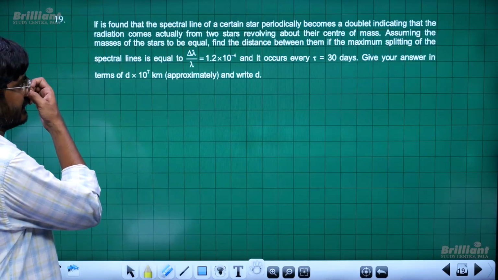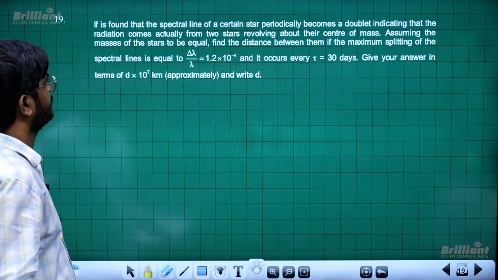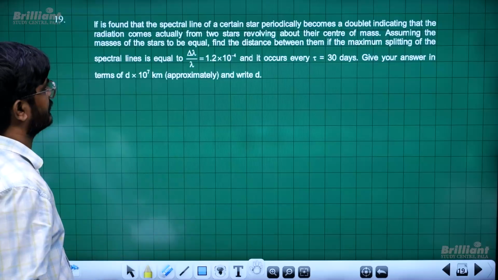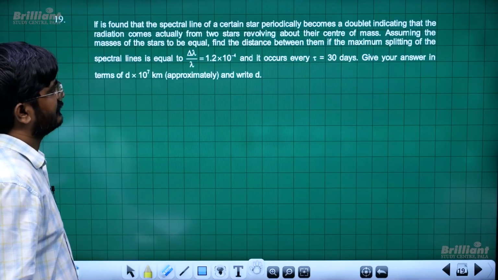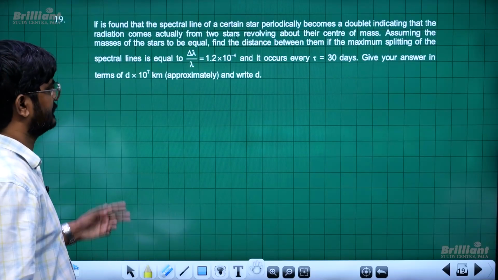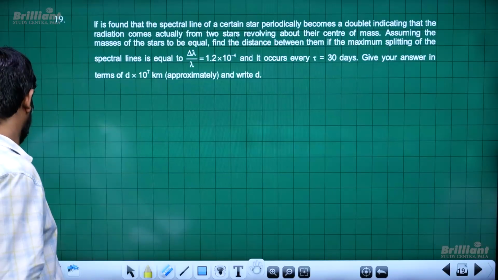It is found that the spectral line of certain star periodically becomes a doublet, indicating that the radiation actually comes from stars revolving about their center of mass. Assuming the masses to be equal, find the distance between them if the maximum splitting of the spectral lines is this much, and it happens after every 30 days.